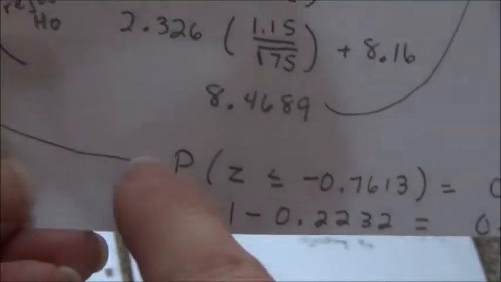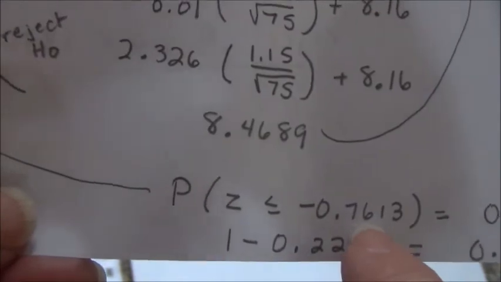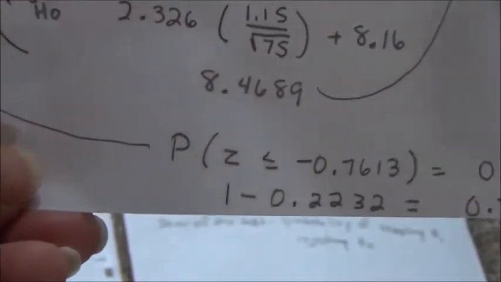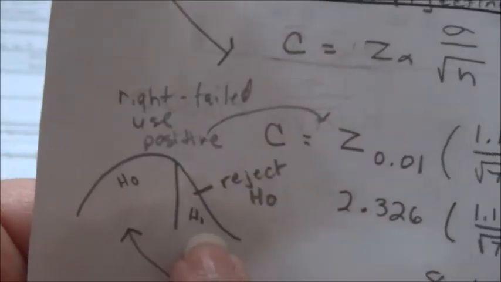So I found P(Z ≤ my critical value), but then I had to do 1 minus that value in order to get the p-value, since I'm looking for the value that's on the right side of my critical value.